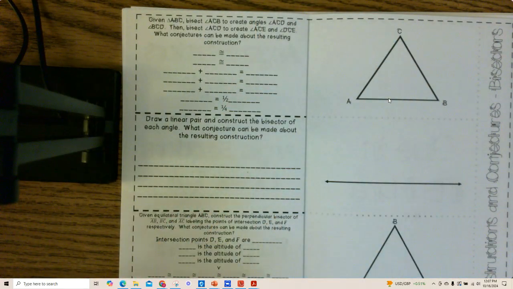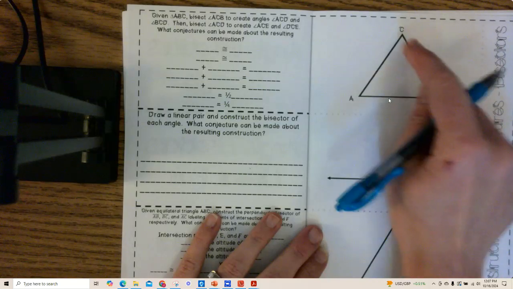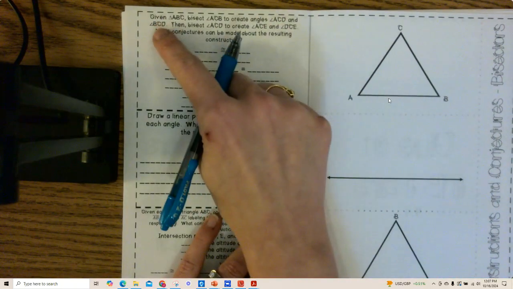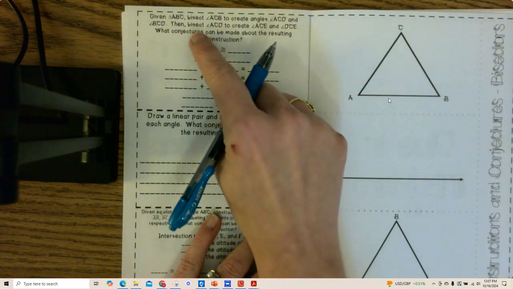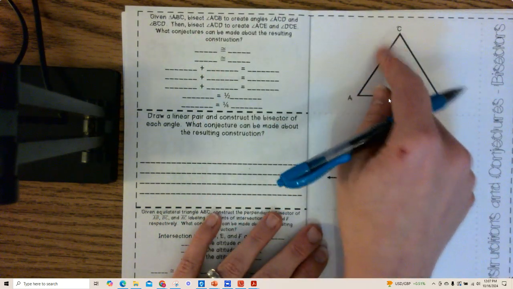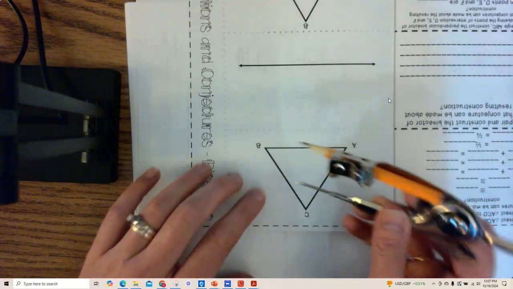Okay, so given triangle ABC, bisect angle ACB, so bisect this angle to create angles ACD and BCD. Then we're going to bisect those. So let's bisect angle C, this top angle here, first. I'll turn mine upside down because it's easier.